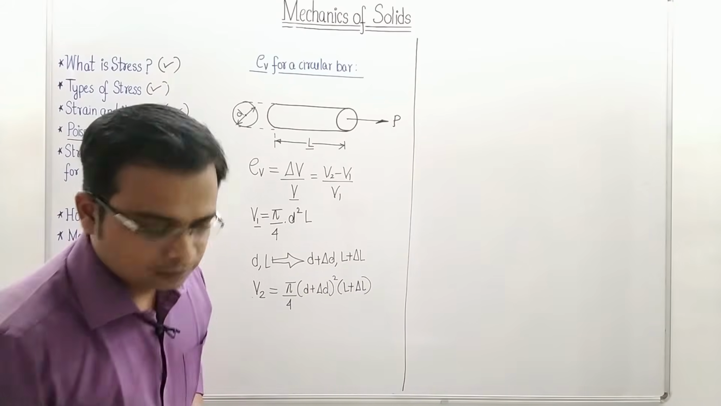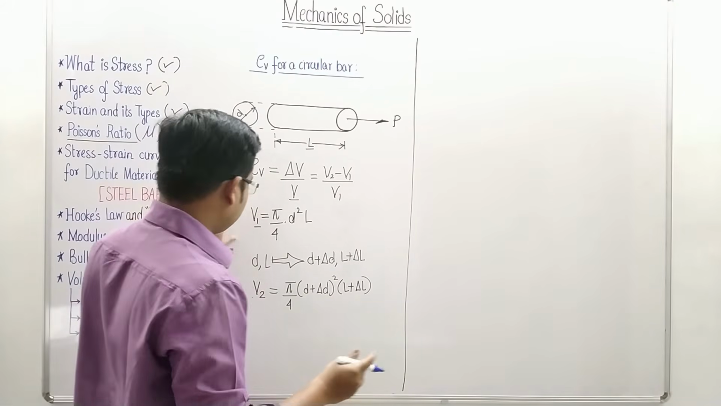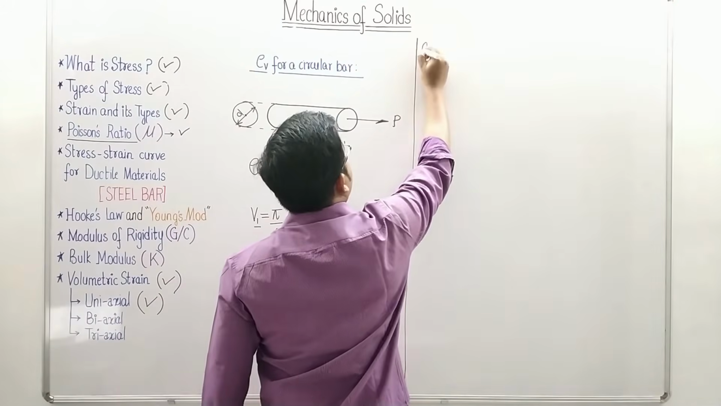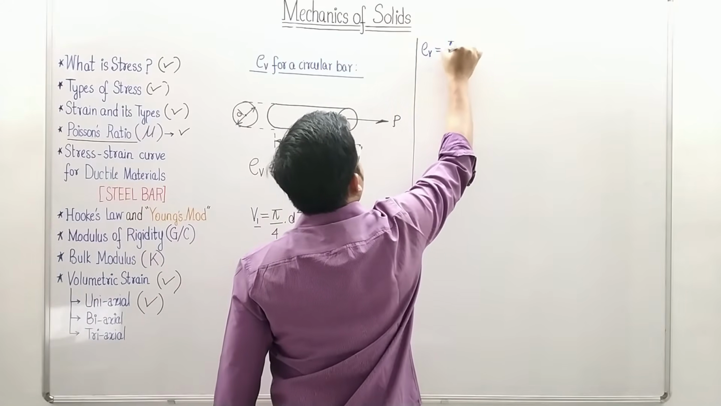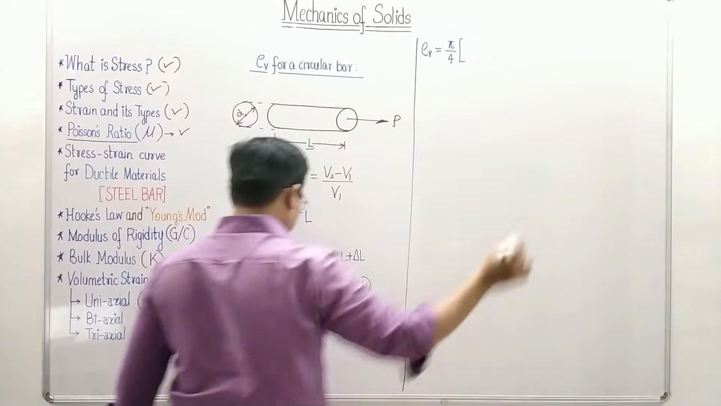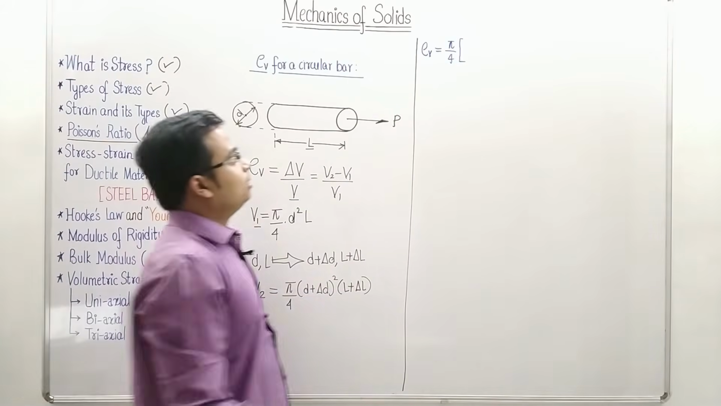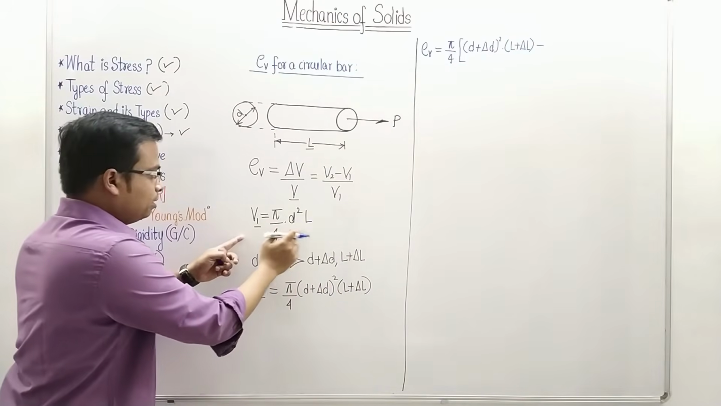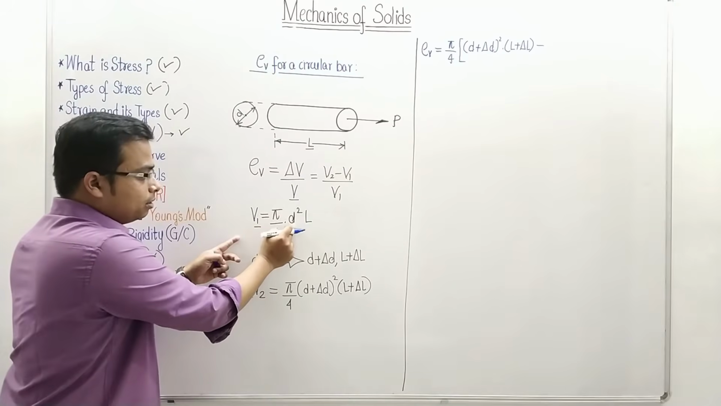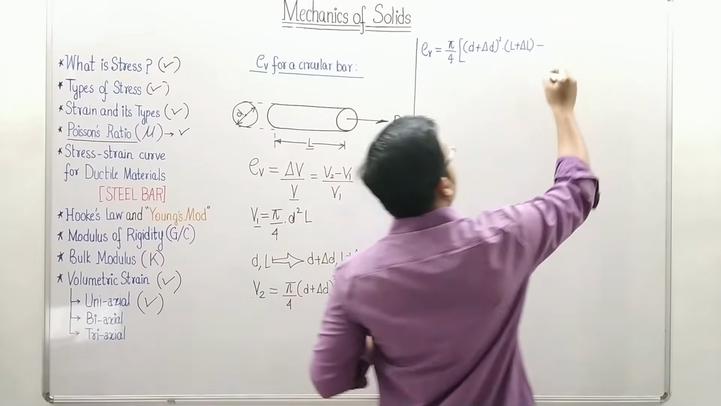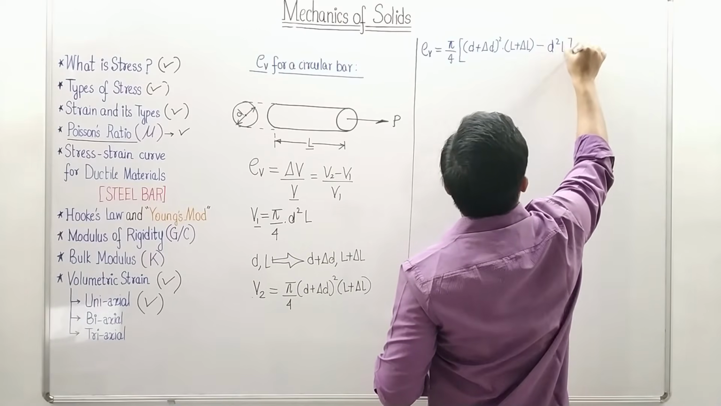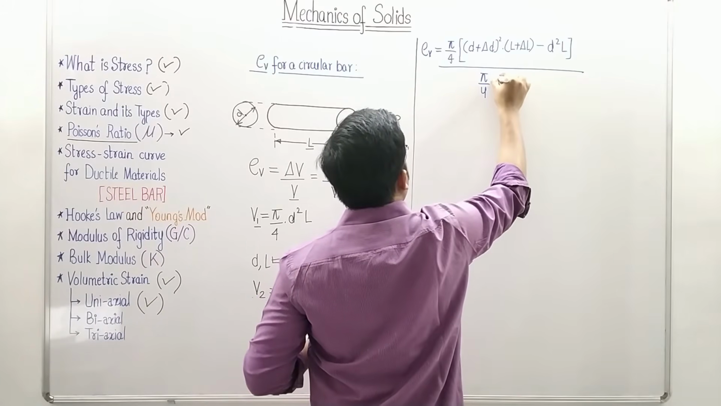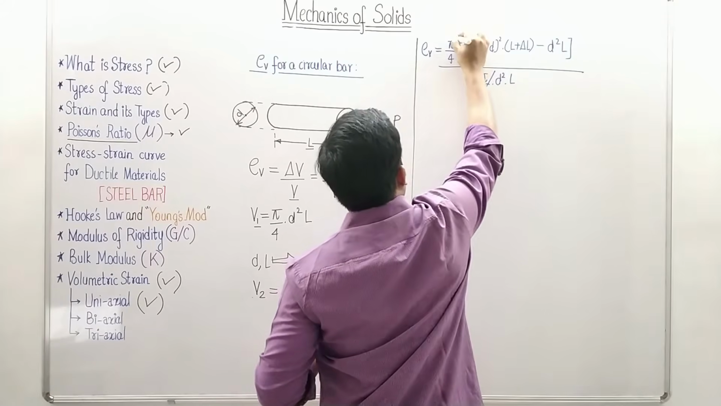Let me use rather a blue color. Okay, so this is going to work out as V2 minus V1. So pi by 4 can be taken as common, and the remaining stuff, let me write it inside. Pi by 4, let's take it as common. What about the remaining stuff? D plus delta D squared, L plus delta L, minus, again pi by 4 already has been taken as common, the stuff remaining inside is D square L. All of this divided by the original volume. What is it? Pi by 4 D square L. That is D square L. So pi by 4 and pi by 4 will cancel out.